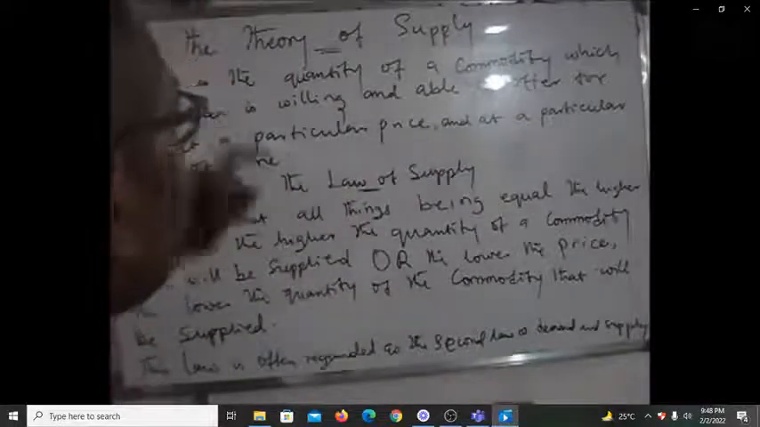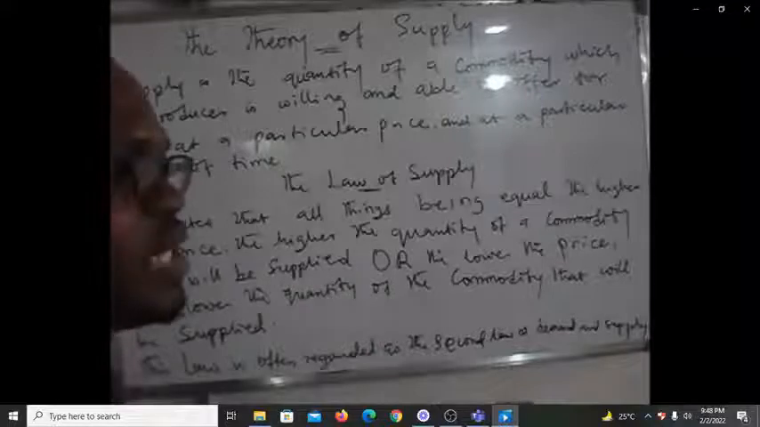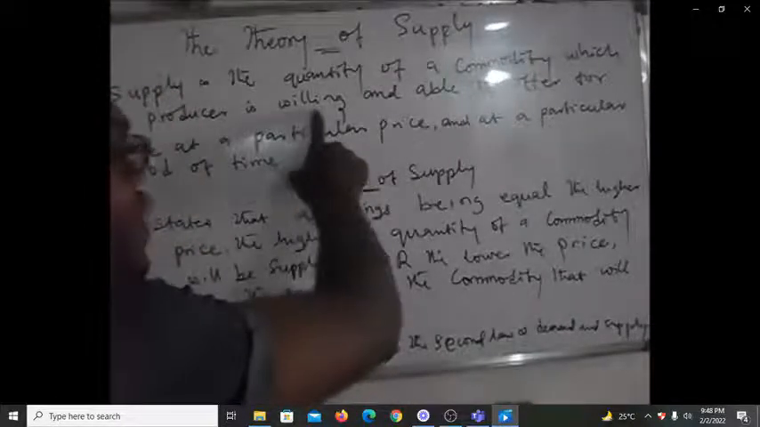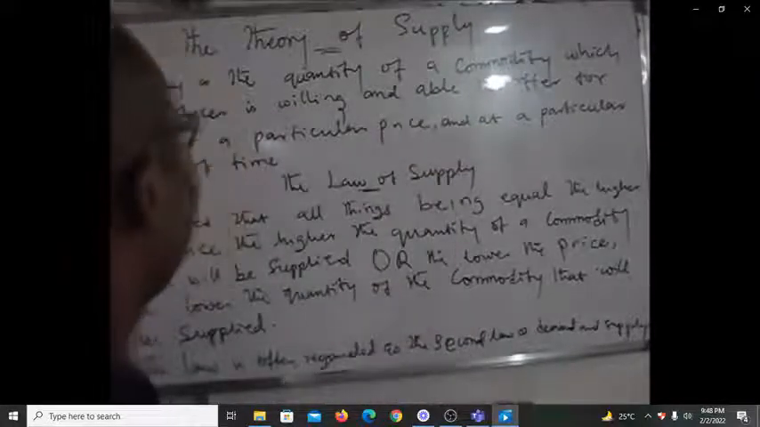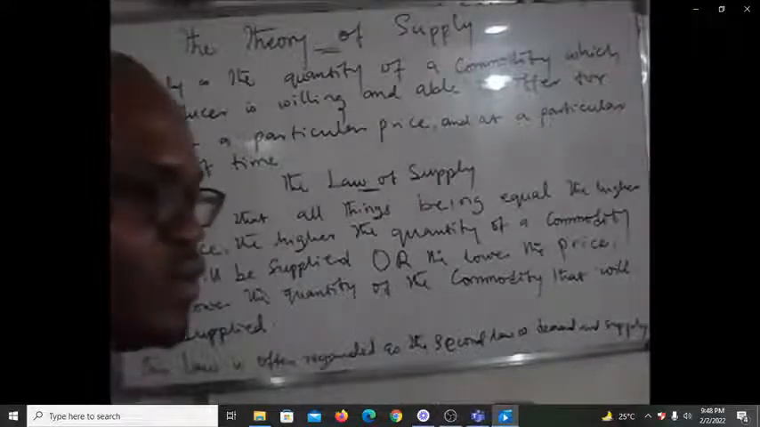What is supply? Supply is the quantity of a commodity which a producer is willing and able to offer. Not the one that is only willing to offer, but the one that is willing and able to offer for sale at a particular price and at a particular period of time. That is what supply is.